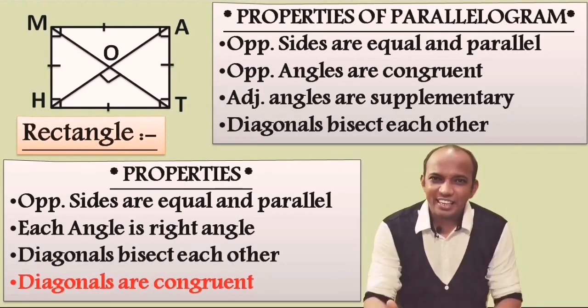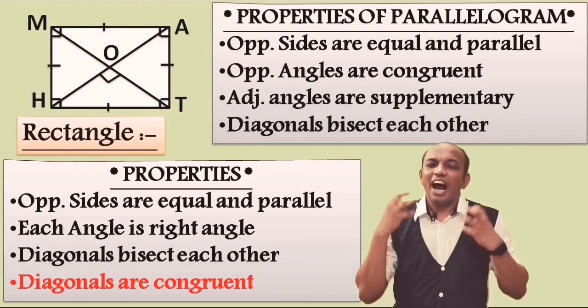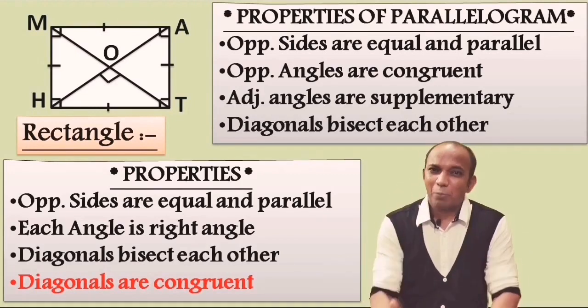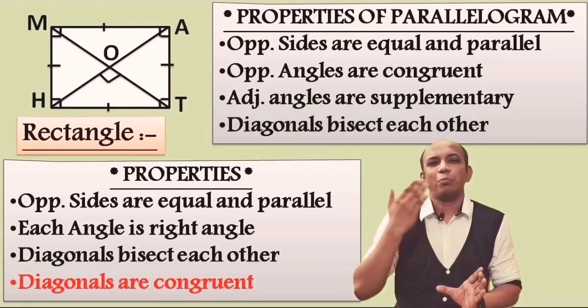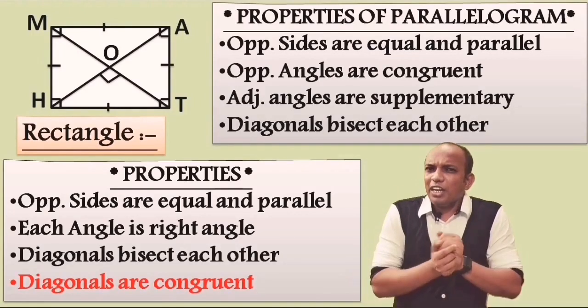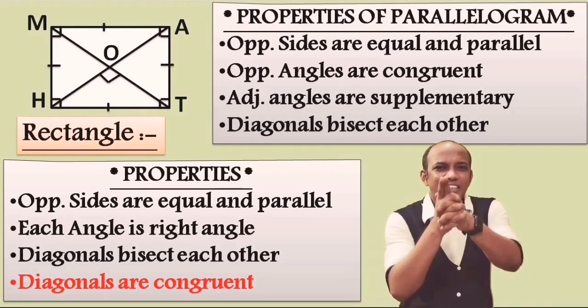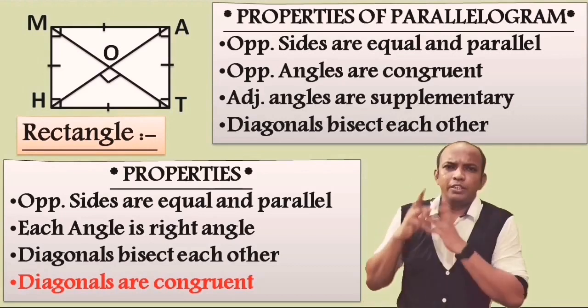So as every property of the parallelogram is present in a rectangle, that is why we can say every rectangle can be termed as a parallelogram. And this is why I told you that all the properties of the rectangle are similar to the parallelogram, or rectangle is derived from the parallelogram, but only one property is added to it, and that property is nothing but diagonals are congruent to each other.